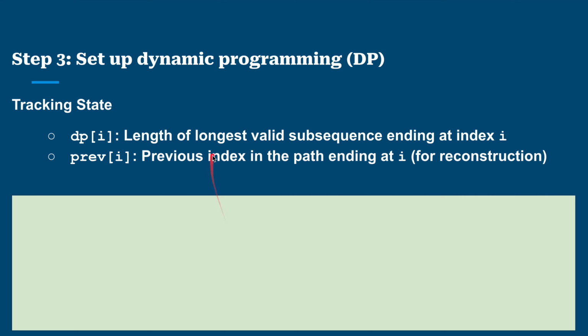Okay, now understand the dynamic programming, right? So how we're going to do the dynamic programming? To set up the dynamic programming, you have to define some states, right? So we will track dp at I and previous at I. dp at I is the length of the longest valid subsequence ending at index I, and previous will be the previous index in the longest path that ends at I. It will help you to construct the sequence, right?